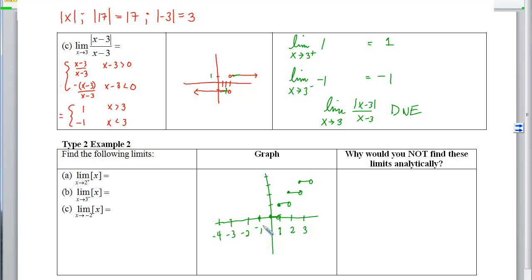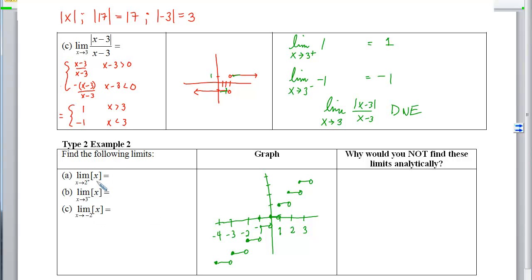Oops. Should be down here, sorry. This one is at negative 2, negative 3, and negative 4. So once I have the picture drawn, it becomes much simpler to compute the limits.